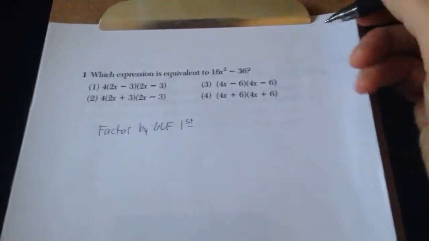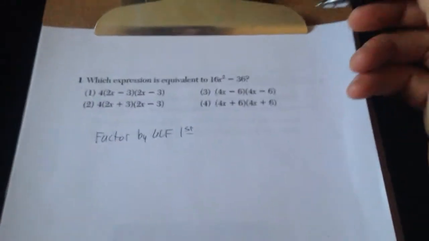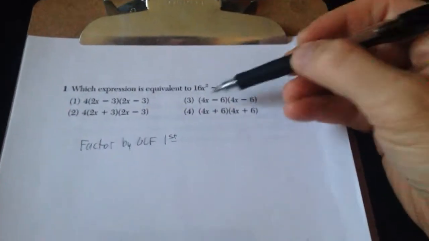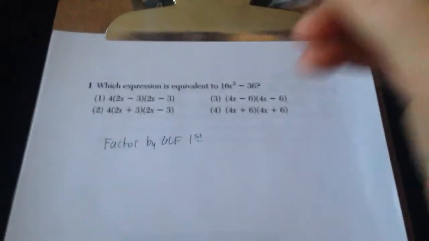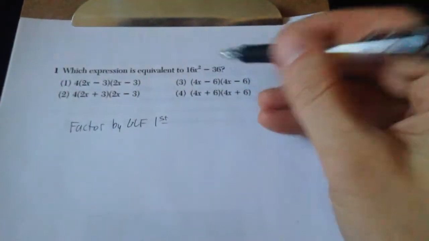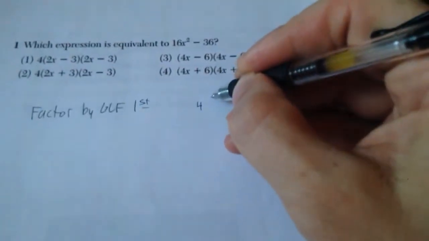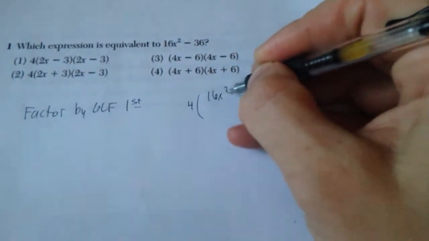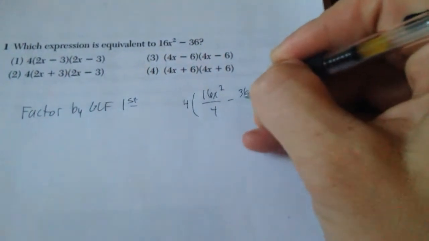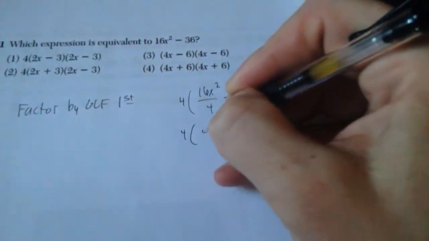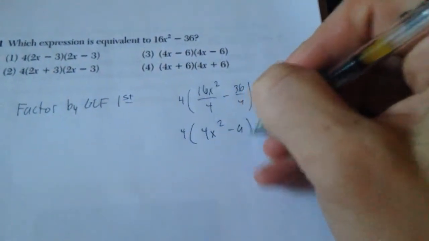This is the difference of two perfect squares, and if you notice, choice 3 or 4 kind of look like the right answer, but the greatest common factor between 16 and 36 is 4. So what we're going to do is divide both of those by the greatest common factor, and we get 4x squared minus 9.